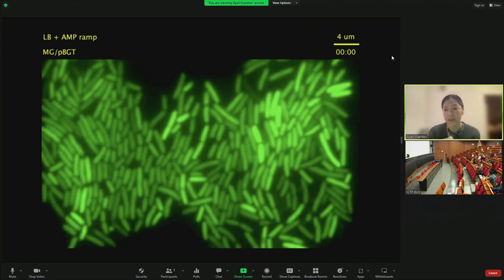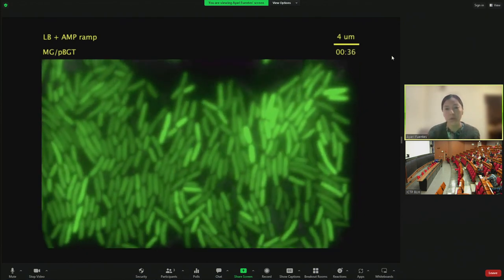The first thing that you can notice is that you can see different amounts of green, different degrees of green. It's not all green, which means that even though the population is on average 19 or 20 copies per cell, actually we have a lot of heterogeneity in this clonal population.